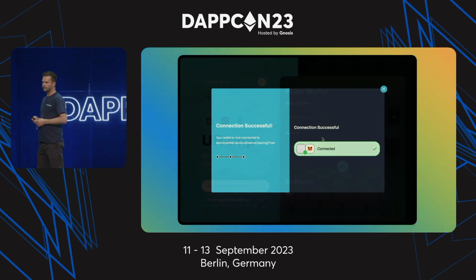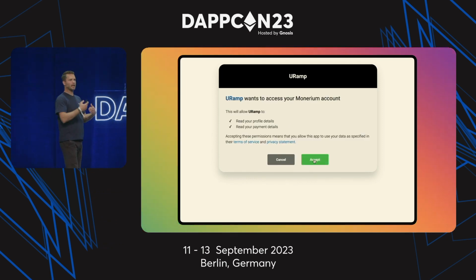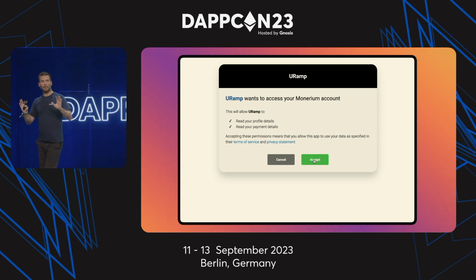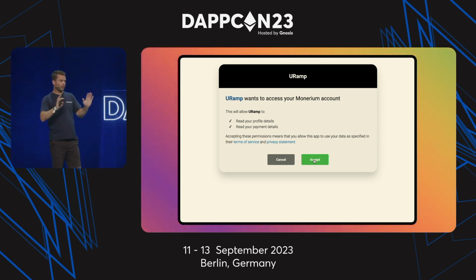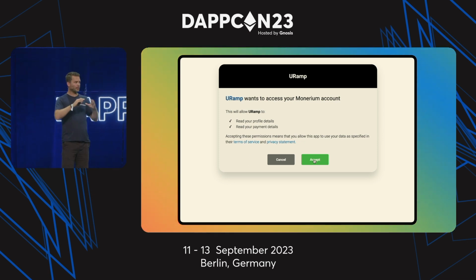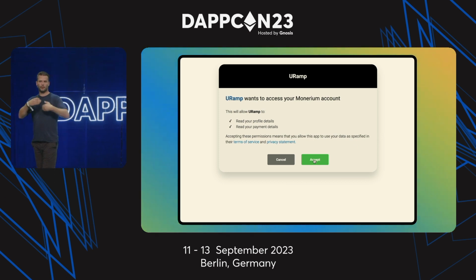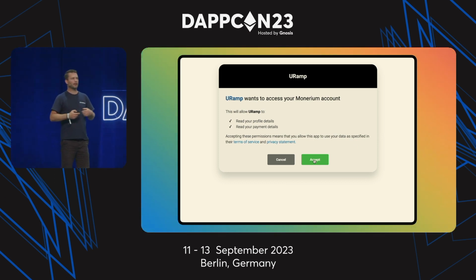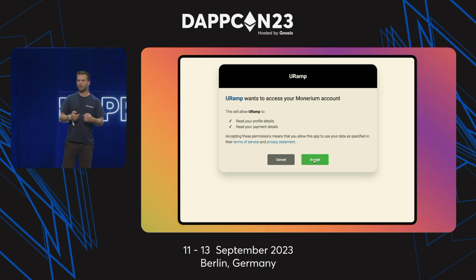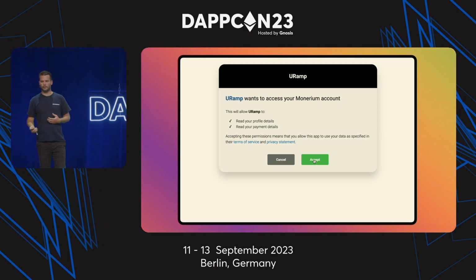Boom. And then you authorize the application to connect to your Monerium IBAN account. And remember, one of the requirements for Bootnode was that there must be no extra API for the backend. So this is simply a web client. It could be hosted on GitHub or something else. And here, the user is explicitly authorizing URAMP to take action on their behalf with a wallet signature.